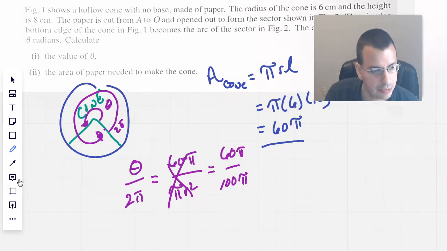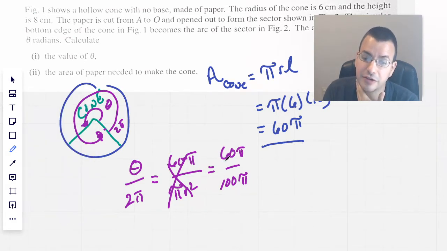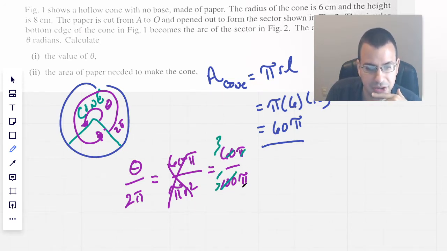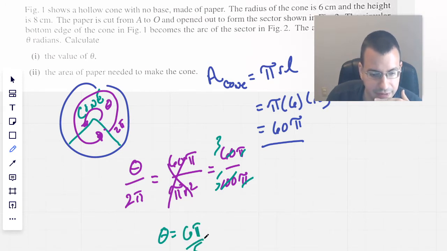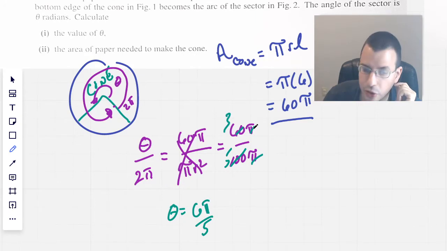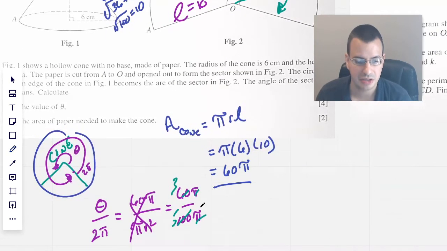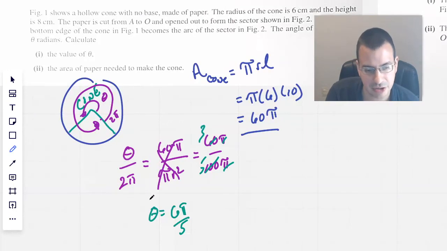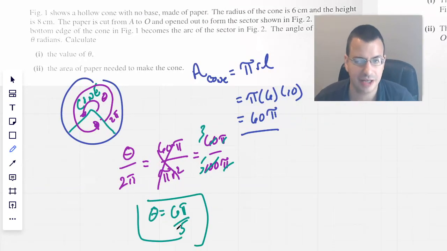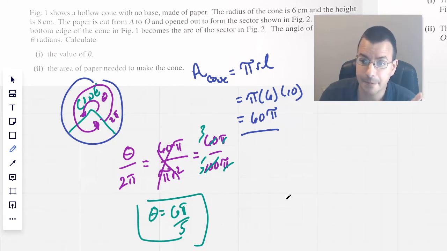Ignore the middle part now, that way we can make it easier for canceling. 60 over 100 is the same as 6 over 10, which is the same as 3 over 5. The pi's will cancel, and we can rearrange and find theta equals 6 pi over 5. If this was just straight across, theta would be pi, so a little bit more than straight across is maybe 6 pi over 5. I'm going to say that's a very viable, possible answer for the value of theta. And so that's how I do this one.